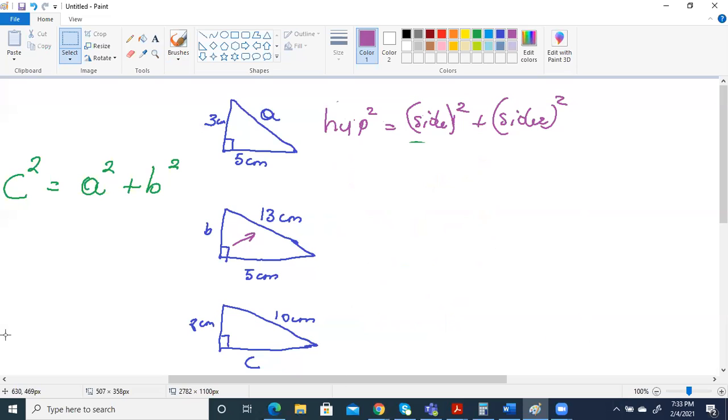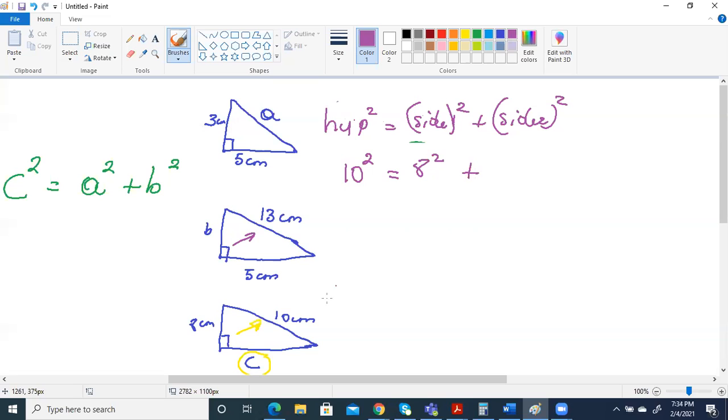All right, so in this final question, we are solving for C, which is the one at the bottom here. So we're using the same Pythagoras theorem. Hypotenuse squared equals side one squared plus side two squared. So in this instance, we have our hypotenuse here, which is 10. So that's 10 squared equals side one, which is 8.